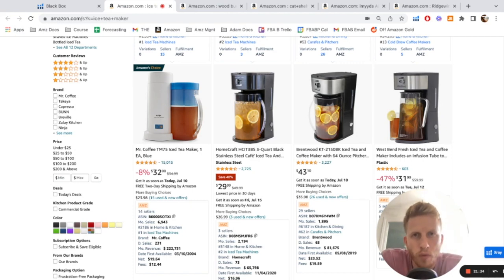Now, obviously, a consideration with a product like this is if you're a beginner and you've got, say, $10,000, you're not going to be able to afford to customize this product. So you're going to have to buy it direct from Alibaba and put a logo on it, which means you're not really going to be able to compete on price.